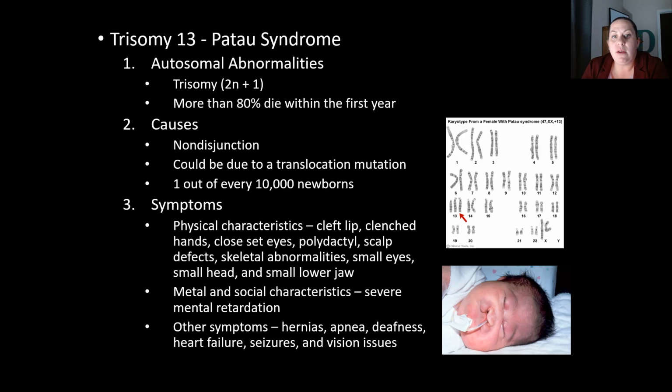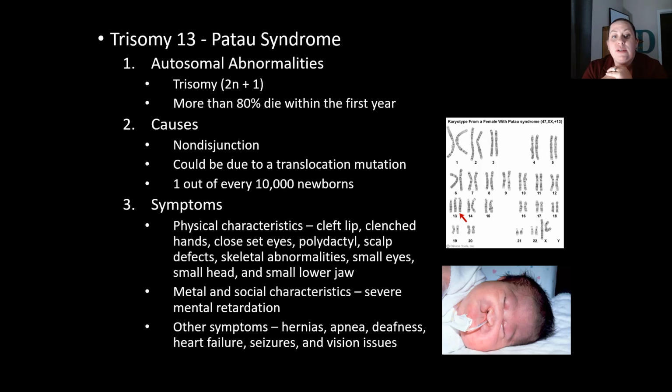Some symptoms, physical characteristics: the child could have a cleft lip, clenched hands, and all babies tend to have kind of clenched hands at first before they start to relax them, but these children don't have that ability. It's much harder to relax and grab onto things as well. Close set eyes, and sometimes their eyes can be so close together that they fuse into one, and this creates an issue. Polydactyly, which is extra fingers and toes. They may have scalp defects, skeletal abnormalities, small eyes, small head, and a small lower jaw.